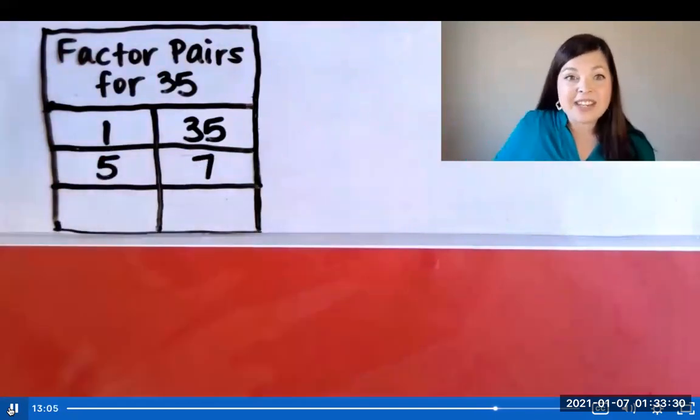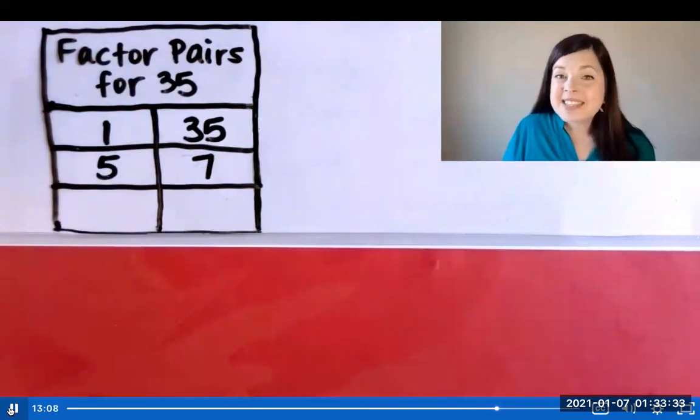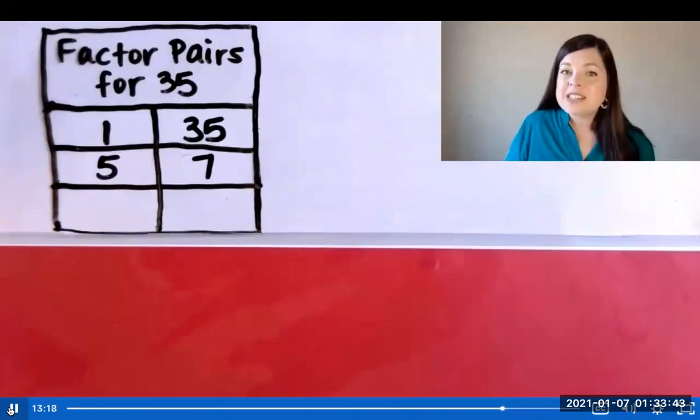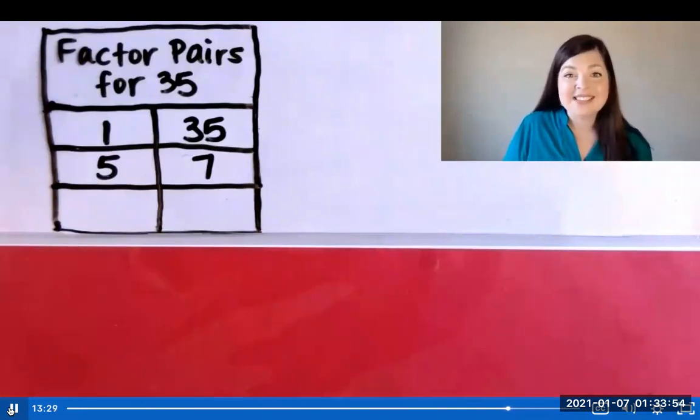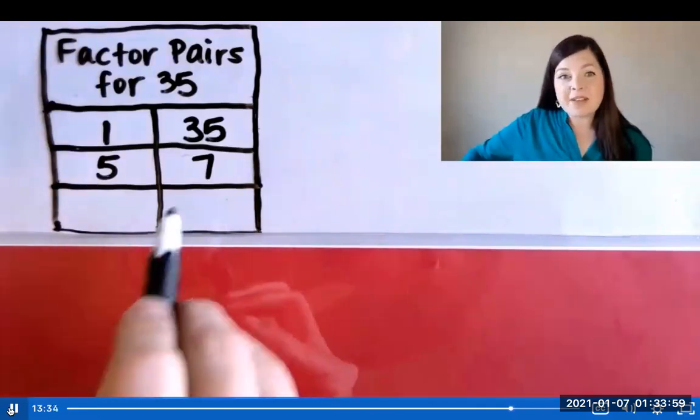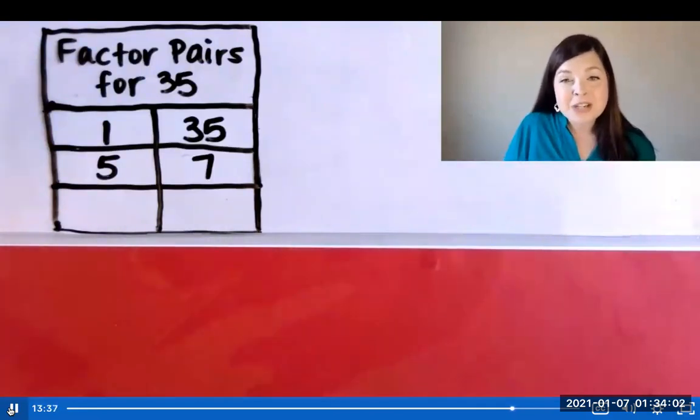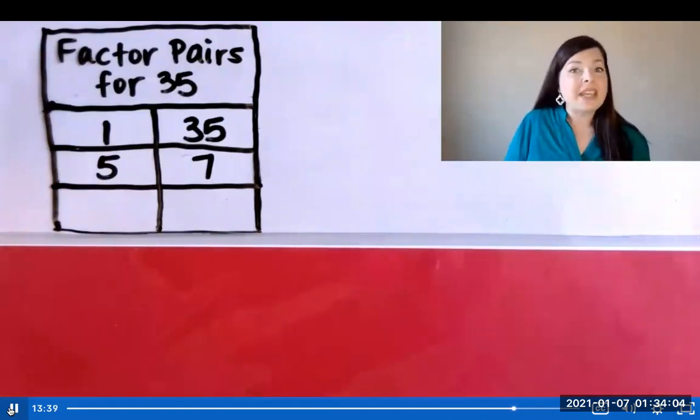Now, the only counting number between 5 and 7 is 6. So let's try 6. Is anything times 6 equal to 35? Nope, nothing times 6 equals 35. So 6 is not a factor of 35. Now, should we continue on and test to see if 8 is a factor of 35? Pause the video to explain what you're thinking. No, we don't have to test to see if 8 is a factor of 35. We've already tested all of the numbers up to 7, and we found that 5 times 7 is a factor pair for 35, which means that there won't be any more factors of 35 that are greater than 7.